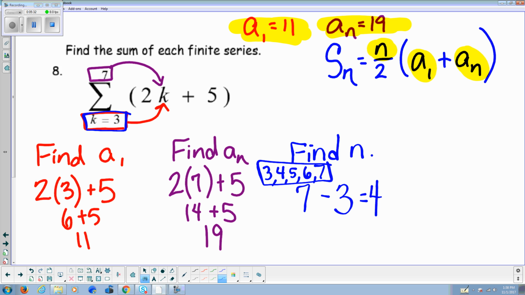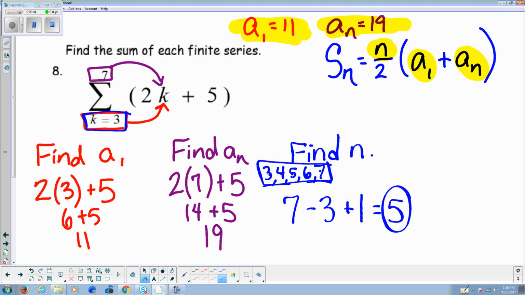So here's how finding n is going to work. Let me erase this and write it a little more descriptively. We will say upper limit minus lower limit plus 1, because we want to be sure that we count the first term. So 7 minus 3 is 4, and 4 plus 1 is 5. And yes, if we go from 3 to 7, 3, 4, 5, 6, 7 is 5 numbers. So n is 5.